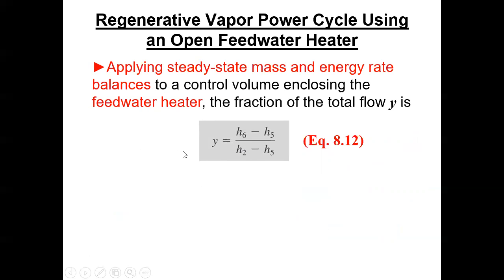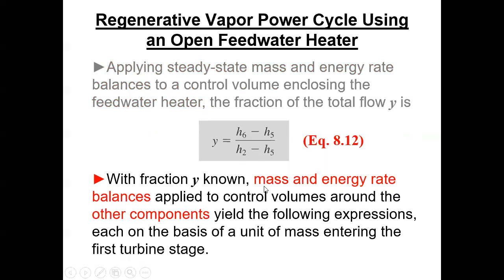If you multiply across, you're going to have Y times H2, and the H5 is going to come over. So anyway, you're going to have Y times H2 plus 1 minus Y times H5 equal to H6. And when you do the algebra, you can easily solve for Y.